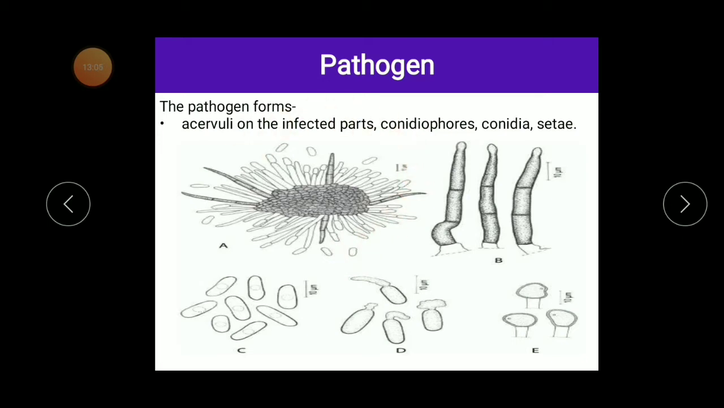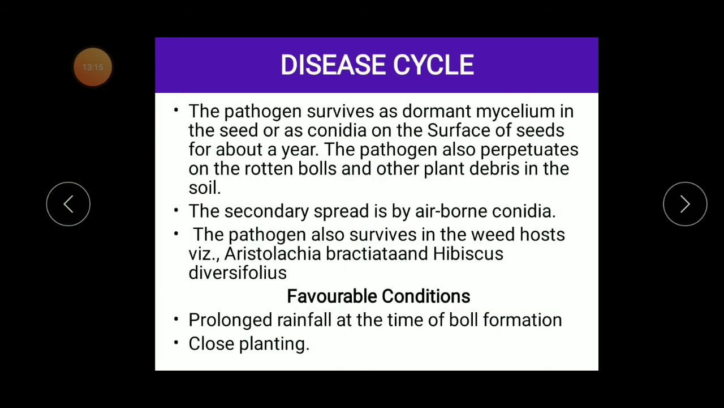The pathogen produces acervuli, and inside this fruiting structure it produces conidia and conidiophores. Next one is the disease cycle. The pathogen survives as dormant mycelium in the seed or as conidia on the surface of the seed for about a year. The pathogen also perpetuates on the rotten bolls and other plant debris in the soil.